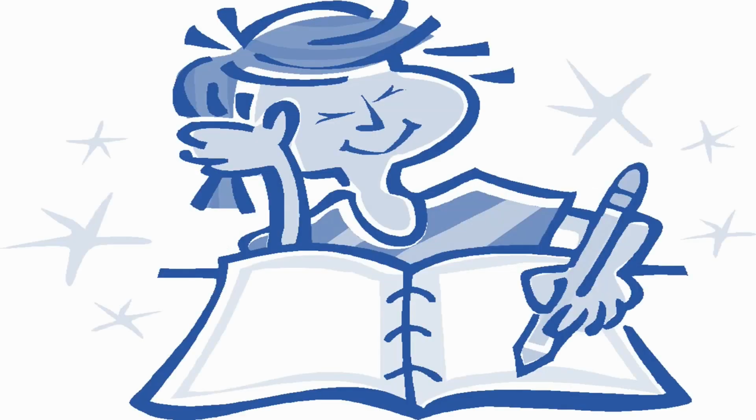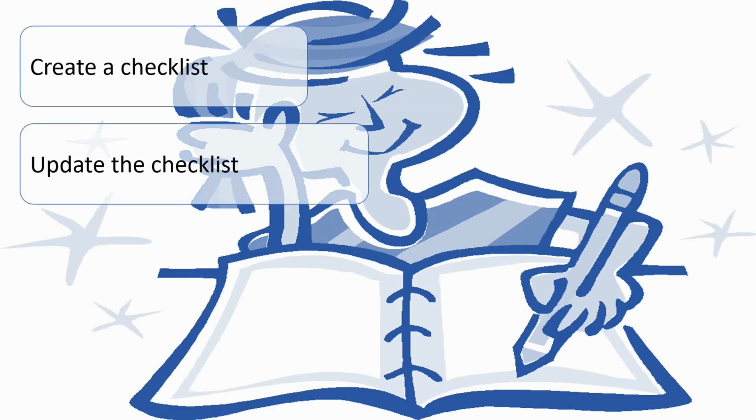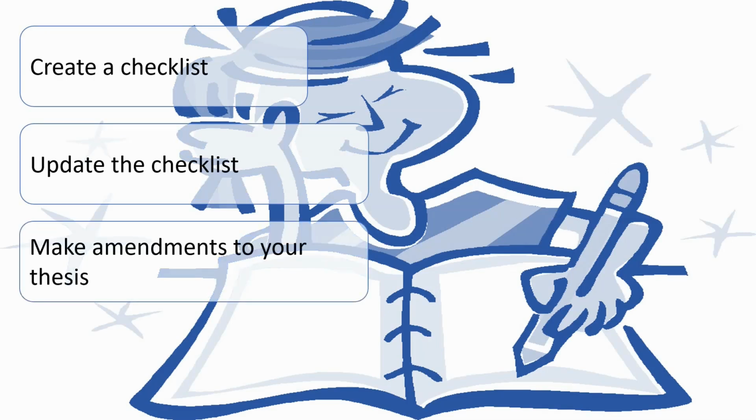In summary, create a checklist in order to do your evaluation. Update the checklist when adding new chapters. And of course, make amendments when you notice things are not aligned.